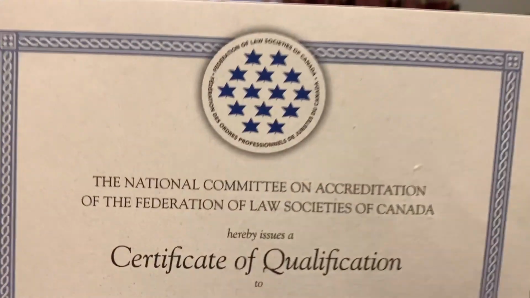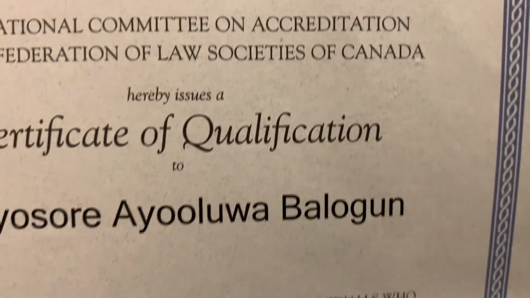The next step is to pay for all your courses and write your courses. And once you're done with all the exams, NCA will award you with something called the Certificate of Qualification. So I have mine here, and I'm also going to take a picture of it and just put it on the screen in case you guys can't see it. But this is what the Certificate of Qualification looks like. This is what it looks like.